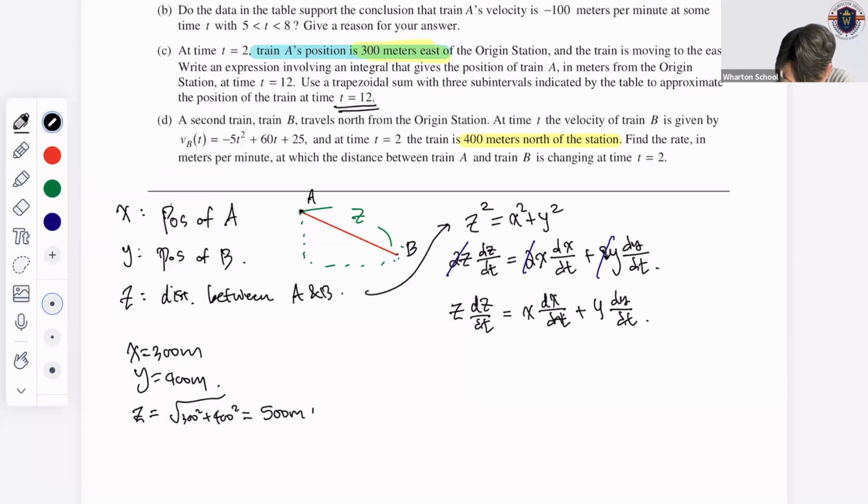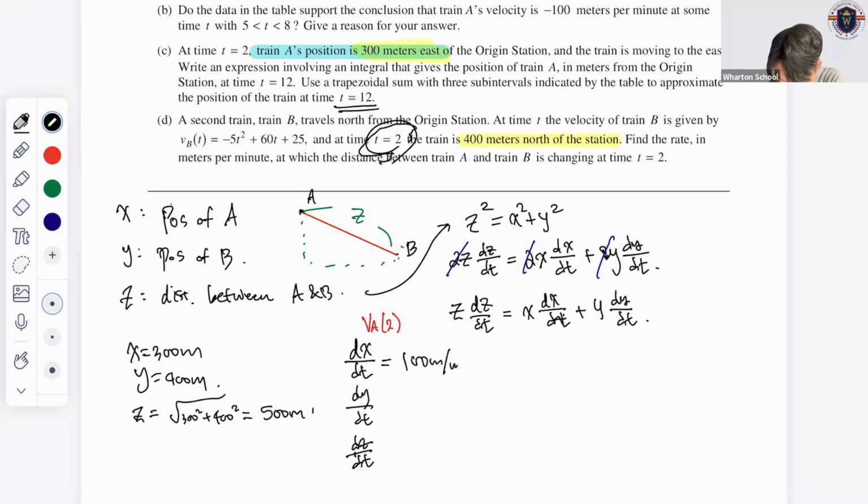So now we need to calculate dx/dt, dy/dt, dz/dt, right? All we have to do is take a derivative and plug in the value of the velocity of A at 2, right? It's already given. So this is the instantaneous change at t equals 2 right here. We know that this is 100 meters per minute, which is given. And this is going to be 225 meters per minute. This is the instantaneous change that we're given. So this is the velocity of train B at t equals 2, right?